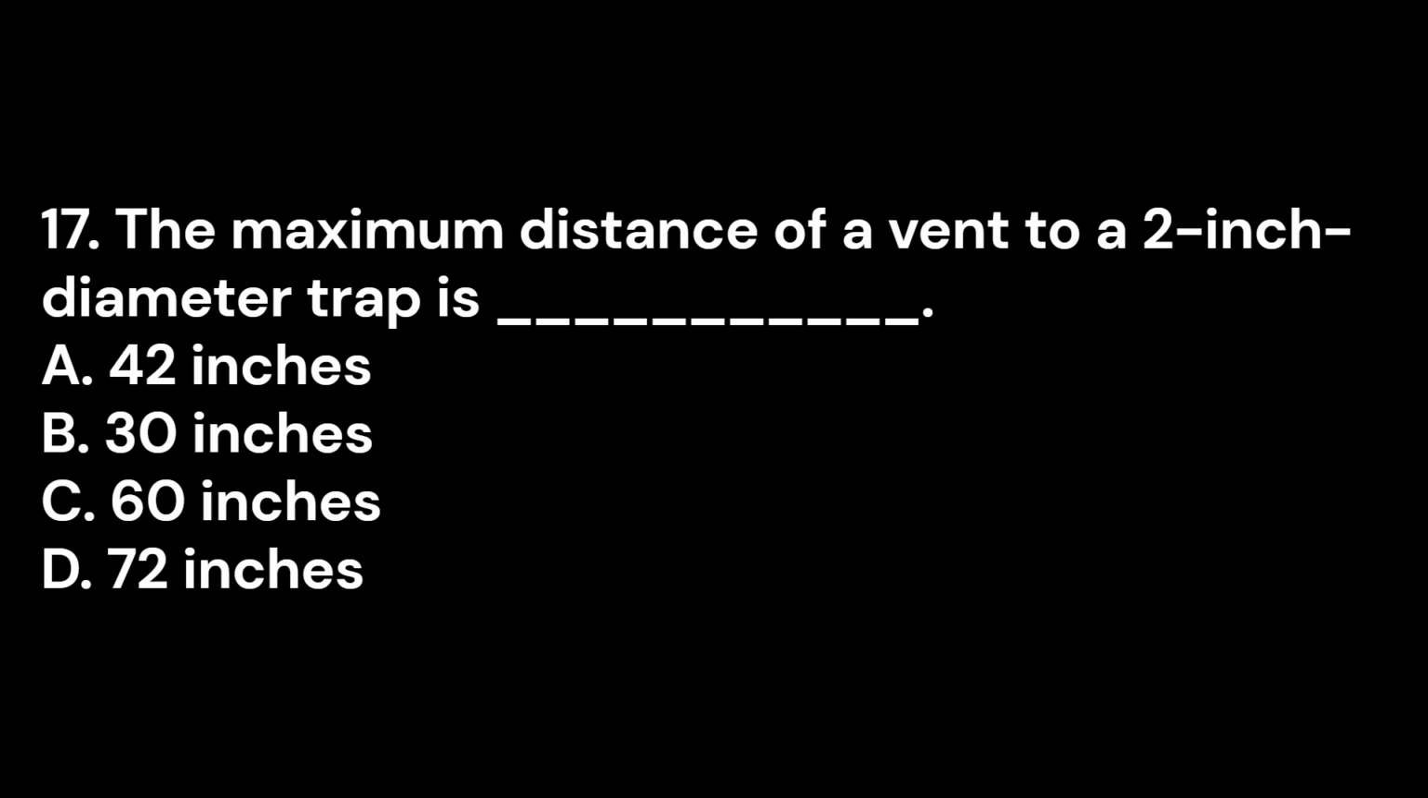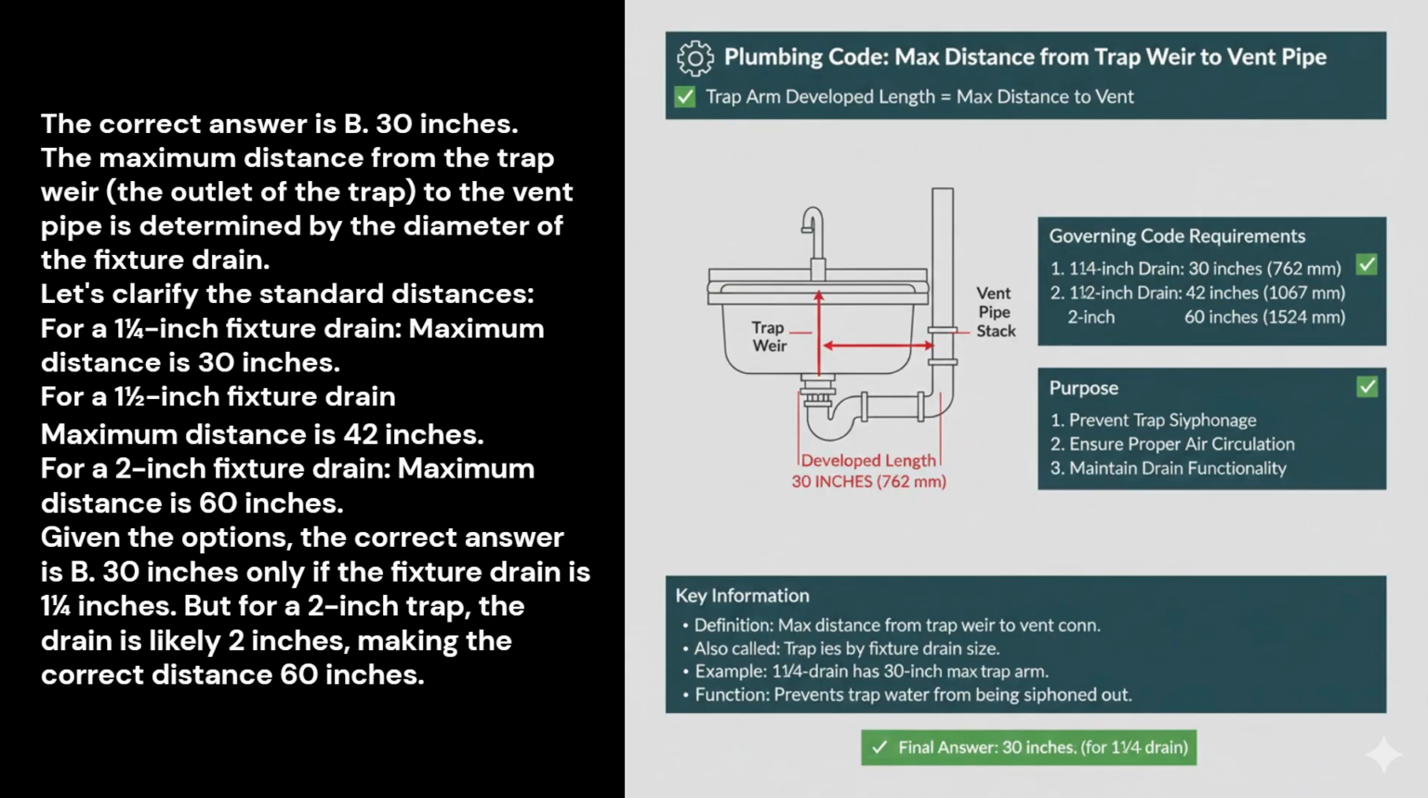Number 17. The maximum distance of a vent to a 2-inch diameter trap is blank. A. 42 inches. B. 30 inches. C. 60 inches. D. 72 inches. The correct answer is B, 30 inches.